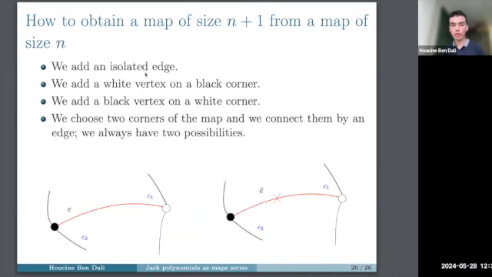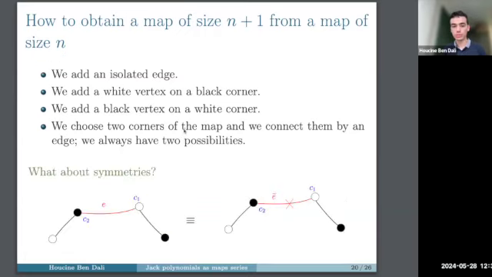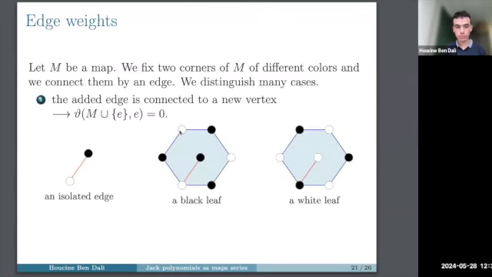And actually, these are the four ways to add an edge on a map of size n to obtain a map of size n+1. This allows us to have a classification of edges: if we do the opposite, we have a map of size n+1 with a marked edge, and we remove this edge. The first 3 cases are where the edge uses new vertices. This operation of adding an isolated edge, a black leaf or a white leaf does not increase the complexity of the map.